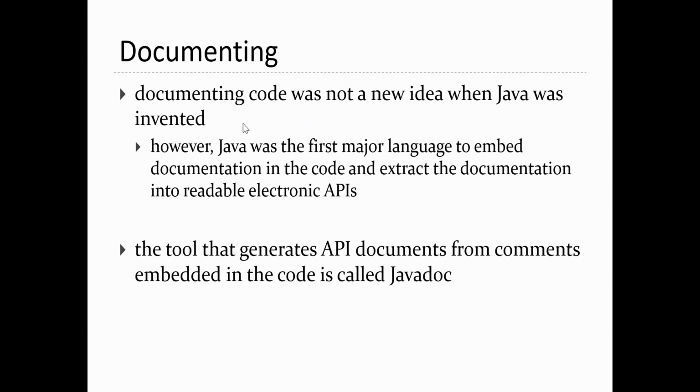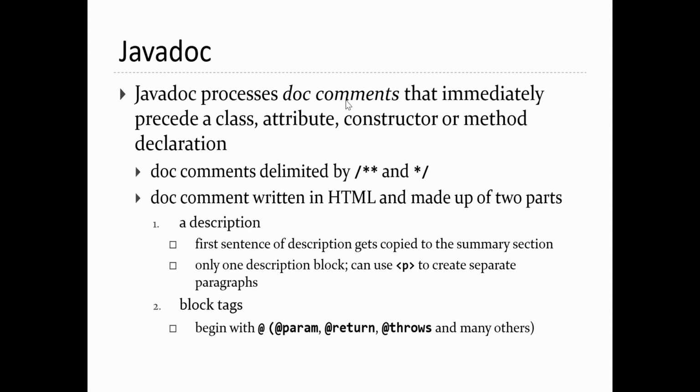So Java came along and it said, hey, this is dumb. We're going to embed the documentation in the source code, and then we're going to write a tool to extract the documentation to produce your documents for you. Java was the first major language that I know of that embedded the documentation into the code and extracted it into readable documents. The tool that does that is called Javadoc. Javadoc processes what are called doc comments. All the source code that I've been giving you has a whole whack of documentation in there. It's all Javadoc documentation.